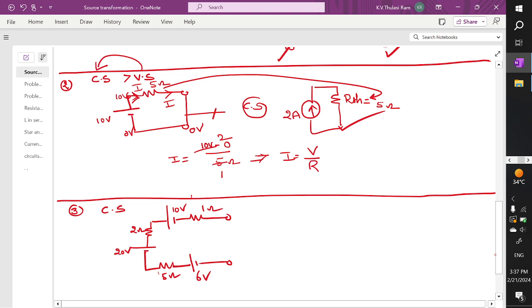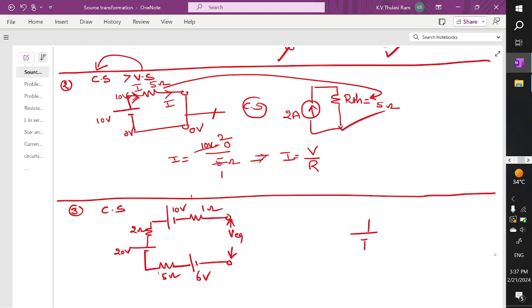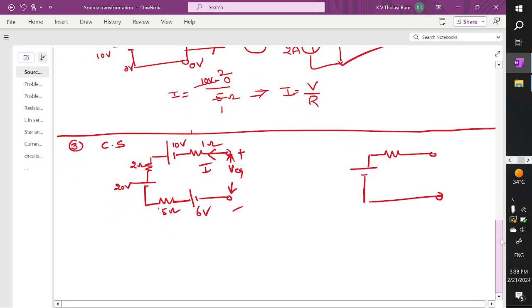So we need to convert this into an equivalent source. V equivalent we require; later we'll convert that. So I'm going to draw the equivalent voltage source in series with a resistor. You can see here the current I is flowing. This is the positive terminal, this is the negative terminal. Let's try to analyze this network.